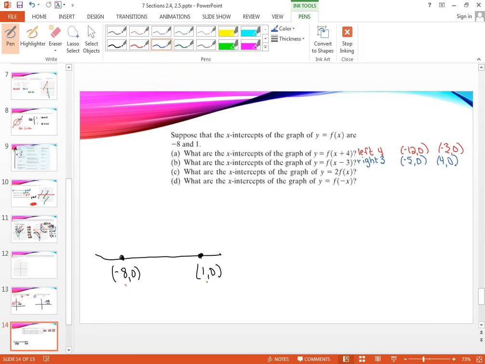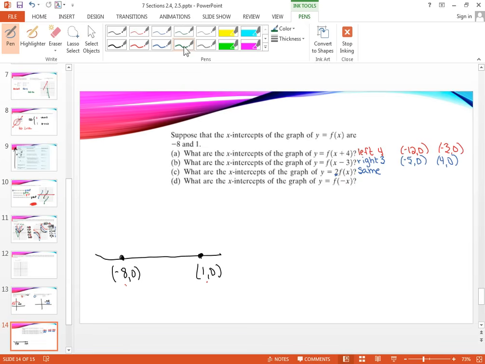Multiplies the y values by 2, right? So now if we go down and look at our points, well, our 2 y values are what? 0 and 0. If you multiply them by 2, you still get 0. So this doesn't change my x-intercepts at all. It affects the y values. It multiplies the y values by 2. My y values are 0. 2 times 0 stays 0. These are the same as the original function. Okay?